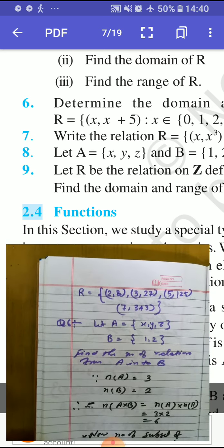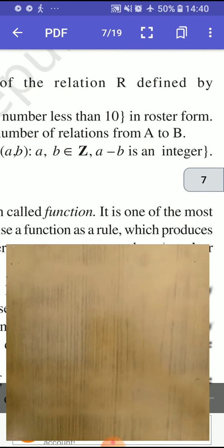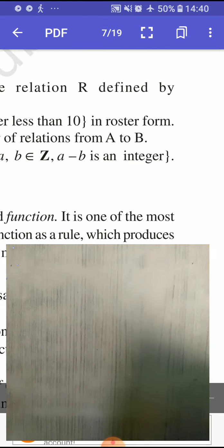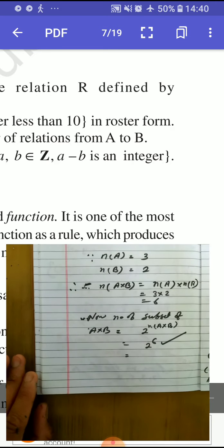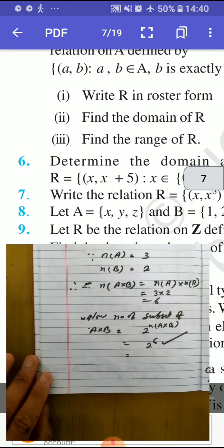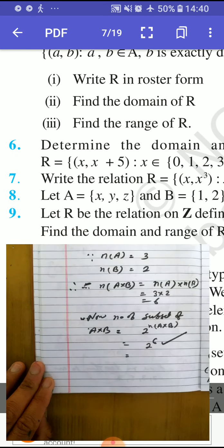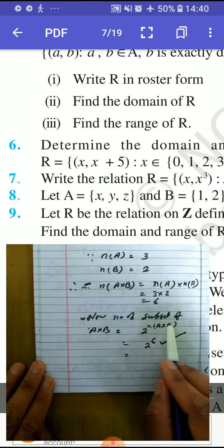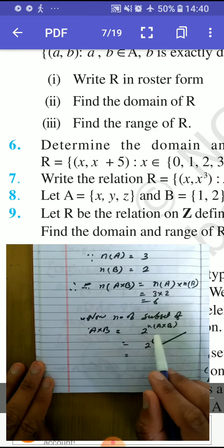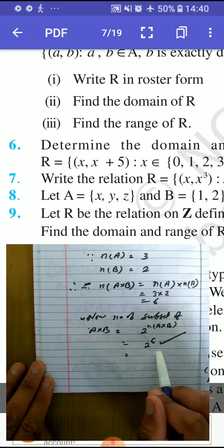Now come to question number 8. You are given sets A = {x, y, z}, B = {1, 2}, and find the number of relations from A to B. In this question, n(A) = 3 and n(B) = 2. So therefore the number of elements of A Cartesian B = n(A) into n(B) = 3 into 2 = 6. The number of subsets of A Cartesian B = 2 to the power n(A) into n(B), 2 to the power 6. Is it clear?